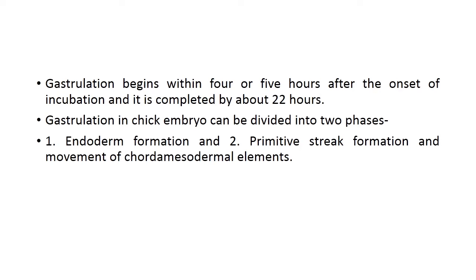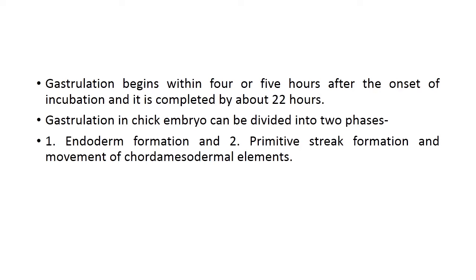In this development, gastrulation begins within 4 or 5 hours after the onset of incubation, and it is completed by about 22 hours. So the stages from 4 to 22 hours you call the gastrulation process. Gastrulation in chick embryo can be divided into 2 phases: endoderm formation and primitive streak formation, and the movement of chorda mesodermal elements.